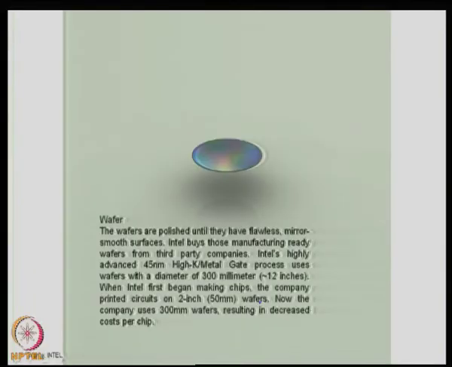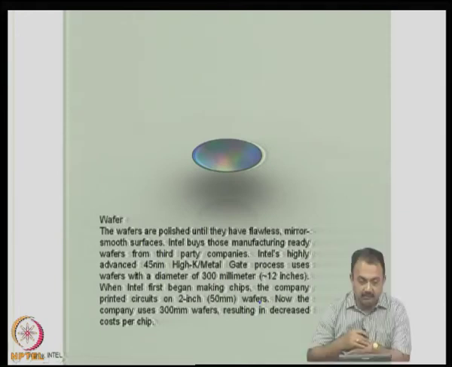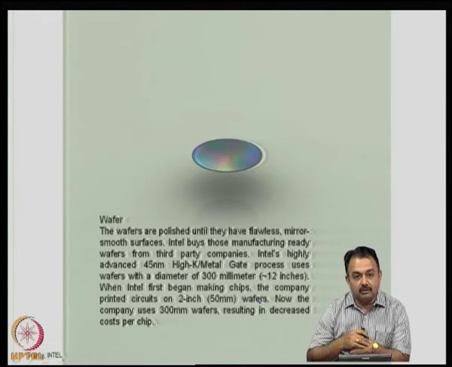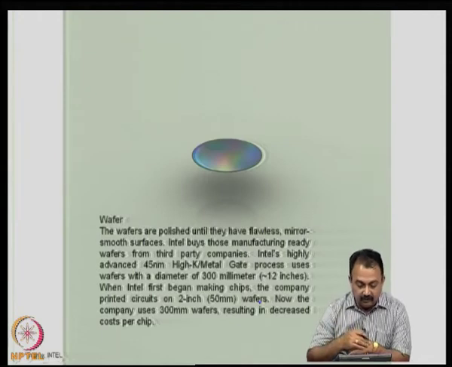As an example, you can see Intel's highly advanced 45 nanometer high-K metal gate process uses wafers with a diameter of 300 mm, around 12 inches. And when Intel first began making chips, the company printed circuits on 2-inch, that is 50 mm, wafers. Now, the company uses 300 moving to 450, resulting in decreased cost per chip, and at the same time the yield is also very high.